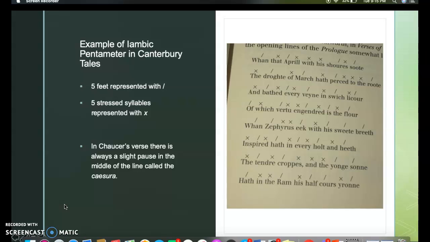As you can see from the example from readings on the Canterbury Tales, each foot is marked with a backslash and each stressed syllable is marked with an X. It is also of importance to note that Chaucer puts in a pause in the middle of his lines, usually after the 4th syllable.